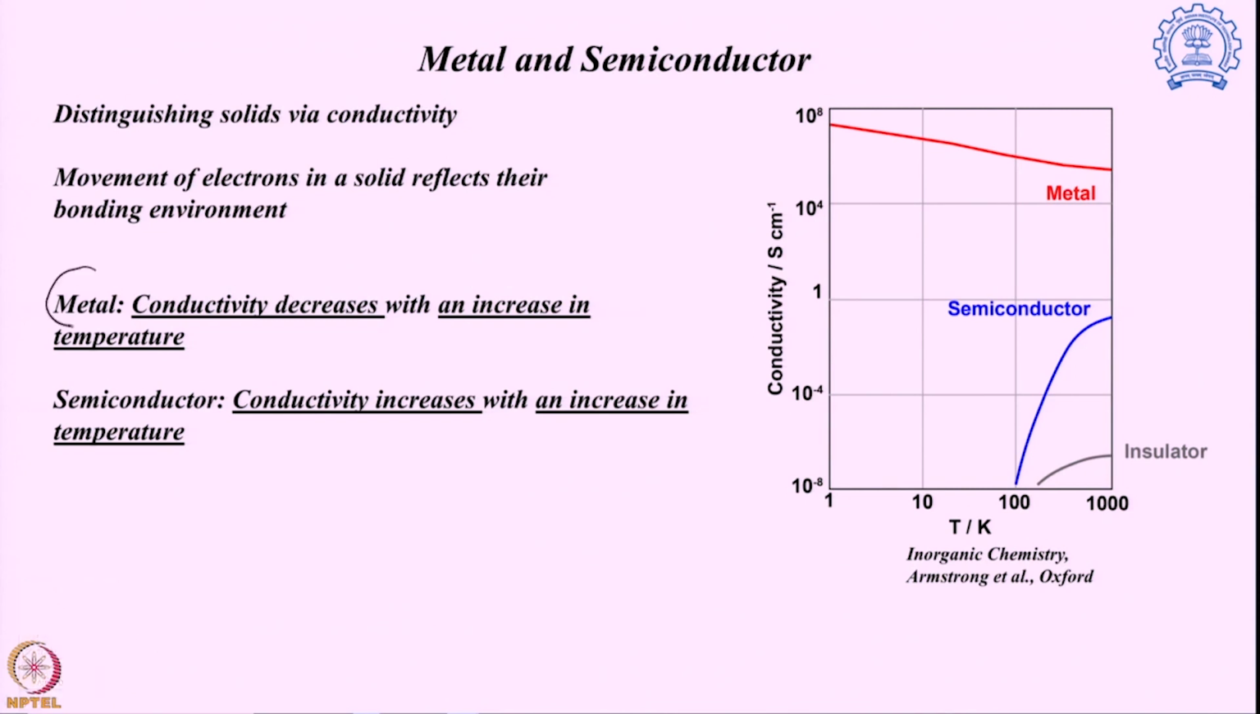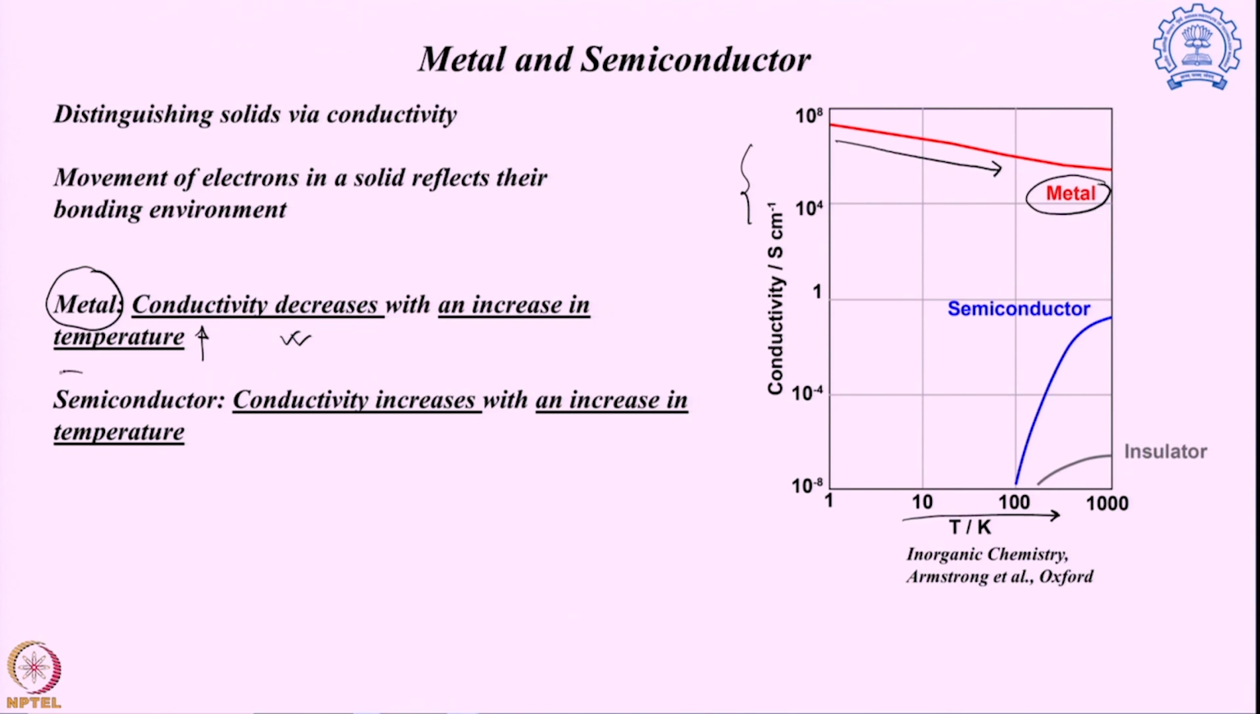One is the metal. A metal is a system whose conductivity decreases as we increase the temperature. So metal is defined not by the absolute conductivity value, but by how that conductivity changes with respect to temperature. You can see the metal system, with the conductivity value shown on the y axis. As we increase the temperature on the x axis, you can see it is slowly decreasing. That is why we say this kind of behavior is a metallic behavior.